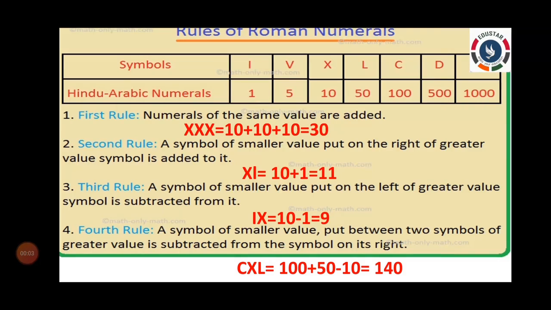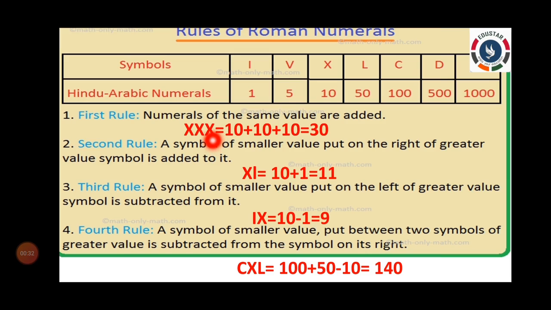The first rule, rule 1: numerals of the same value are added. That means repetition of a symbol means addition. We want to add the values. So here X is given, X indicates 10, so 10 plus 10 plus 10 equals 30. That means the repetition of a symbol is not allowed more than 3 times. Maximum we can use one symbol 3 times only.